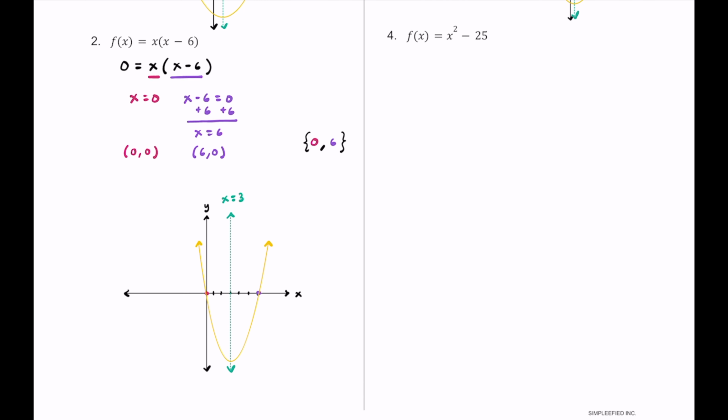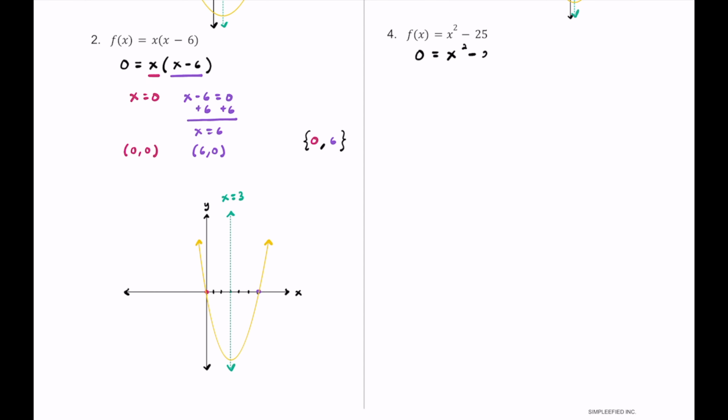All right, for number 4, we have this function f of x is equal to x squared minus 25. So you could consider this maybe in vertex form as well, or standard form, just because there's no b term, but hopefully this one does look familiar. If we want to find the solutions, again, set y equal to 0 or f of x, and so we have 0 is equal to x squared minus 25.